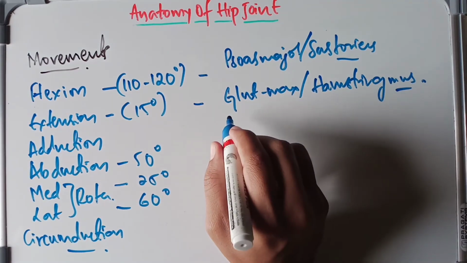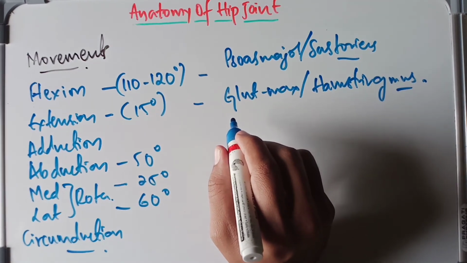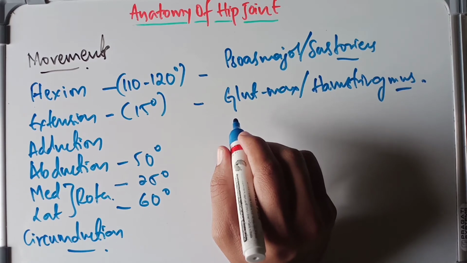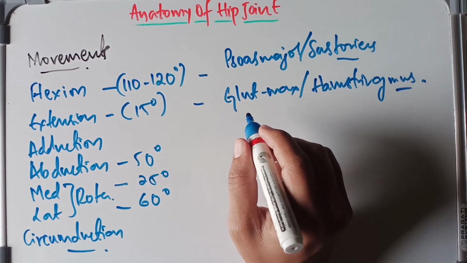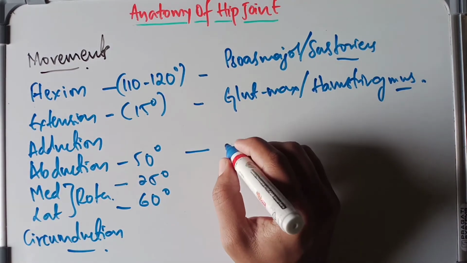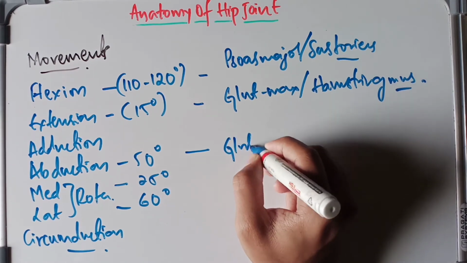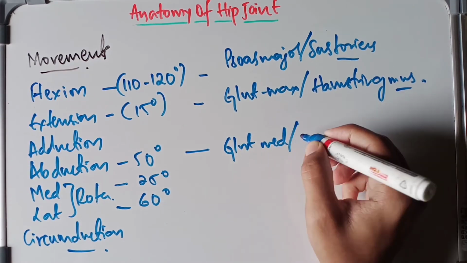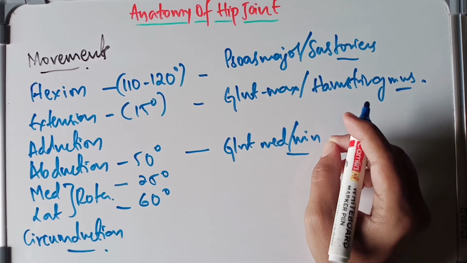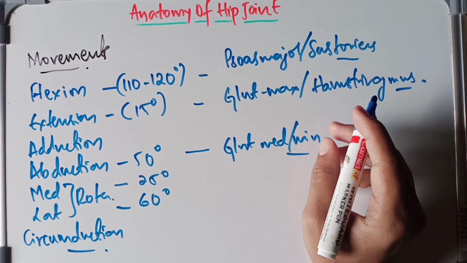When it comes to the abduction, it is produced by the gluteus medius and the minimus, and also tensor fasciae lata and sartorius. Abduction is produced by the glute medius as well as the minimus, and it is also supported by the tensor fasciae lata and sartorius.